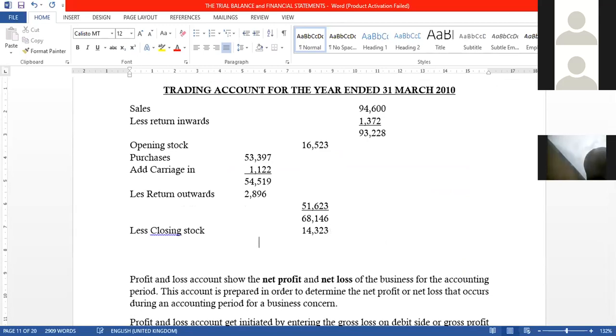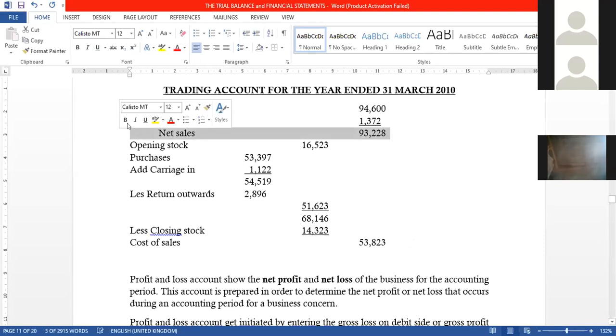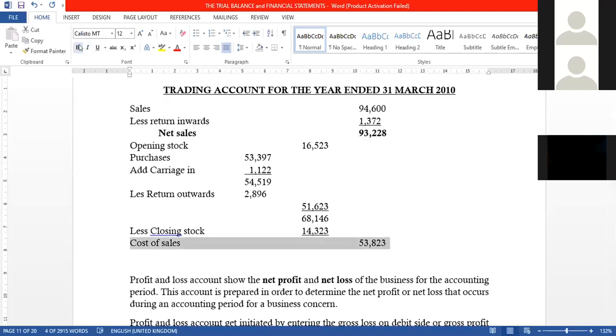We'll get what we call 53,823. This can also be called cost of sales. You get it by adding this and subtracting. It is supposed to be net sales there, right? And this is cost of sales there.